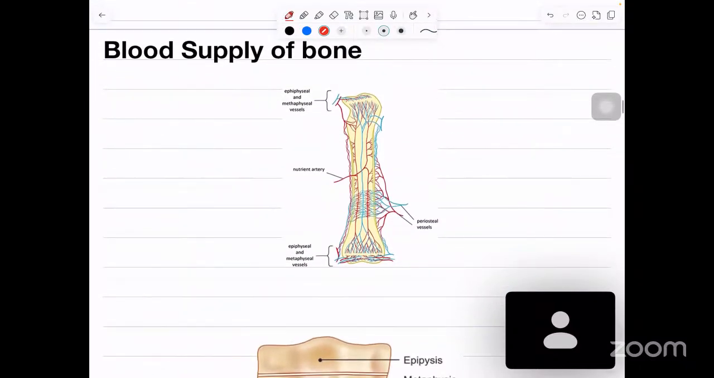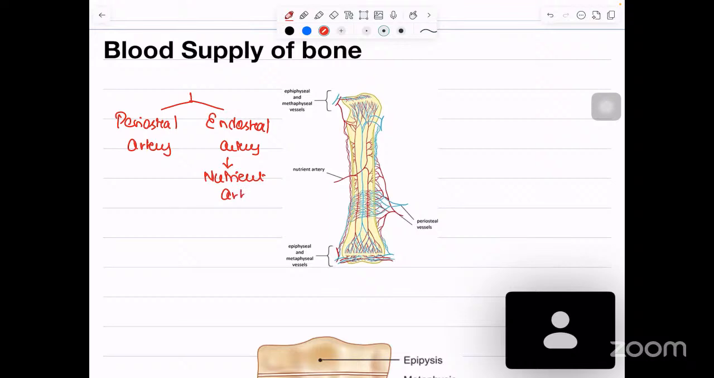So, blood supply. How does a bone get its blood supply from an artery? There will be two kinds of system. One is a periosteal artery, and the other is an endosteal artery. This is also known as the nutrient artery. We don't use the term endosteal artery anymore, so it's just for learning.